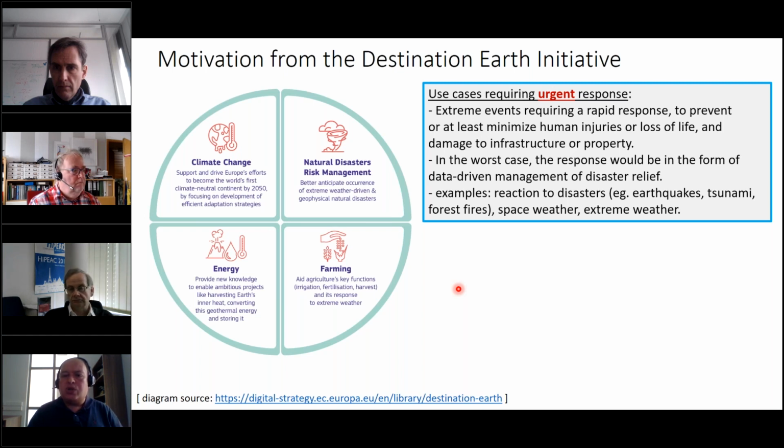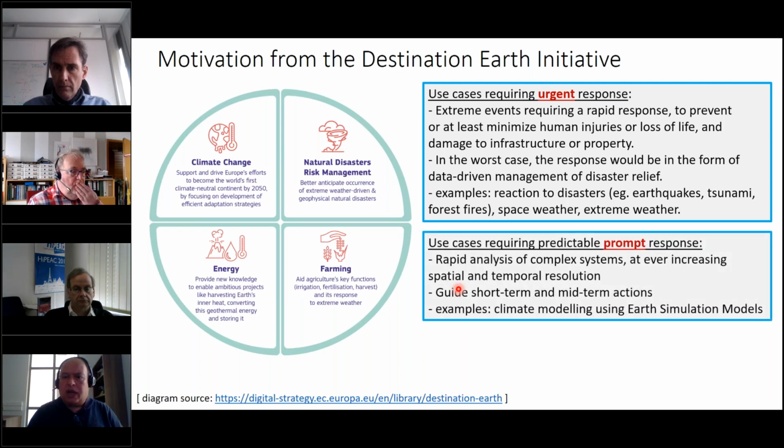It might be that the response is just a management of a disaster relief effort. And the examples would be, again, reaction to disasters, events related to weather, space weather as well. So further to that, there are cases where the emphasis would be on predictable response. So not necessarily real time, but again, within a predictable time window.